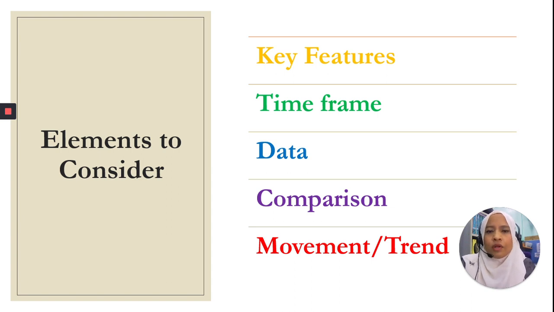And if you look here, I have color-coded all the elements that you need to consider so that you can see how they are arranged in your analysis and your synthesis. Okay, the 5 elements are key features, time frame, data, comparison, and the movements in the graph or the trend that you see. Okay, so let's see how you do this.